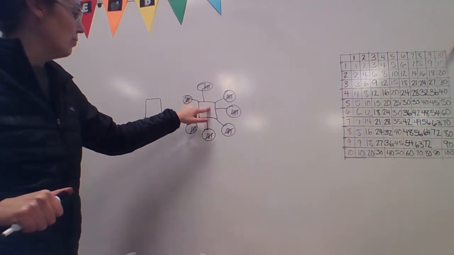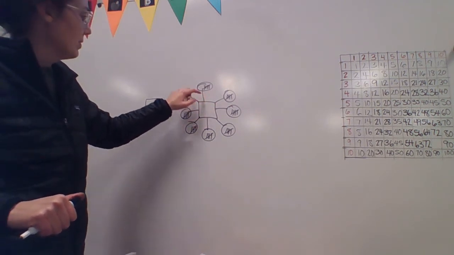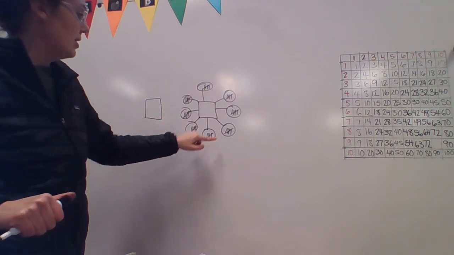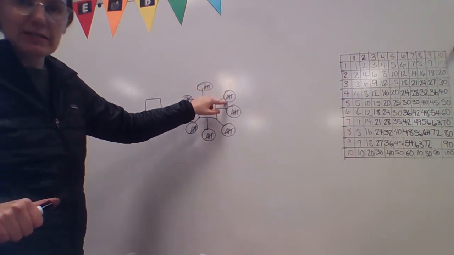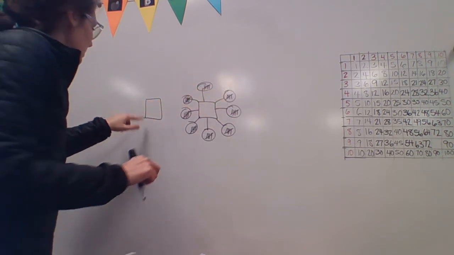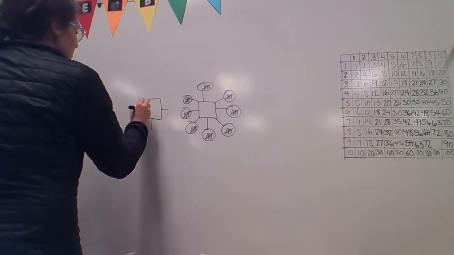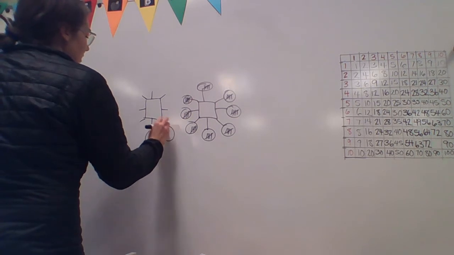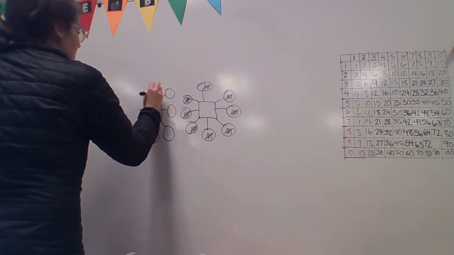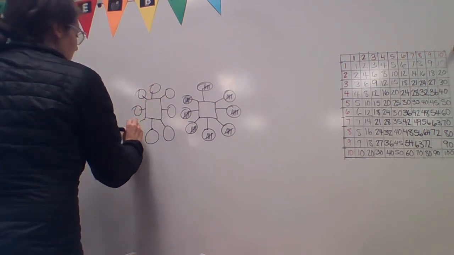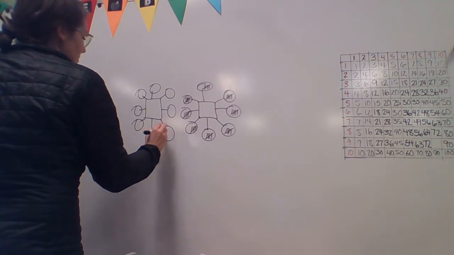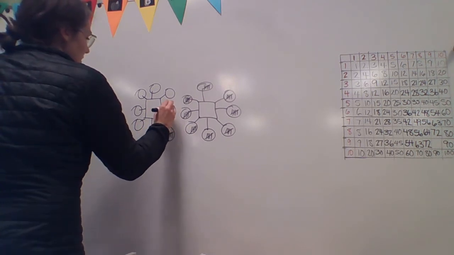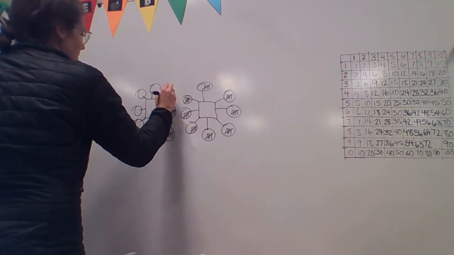All right, so here's one box with 8 bunches in the box and 5 bananas in each bunch. I'm going to need to do the same thing for the next box, because each box has 8 bunches and 5 bananas in each bunch.